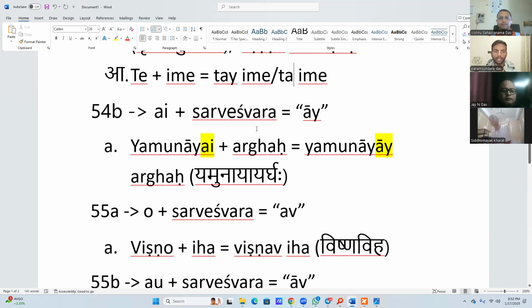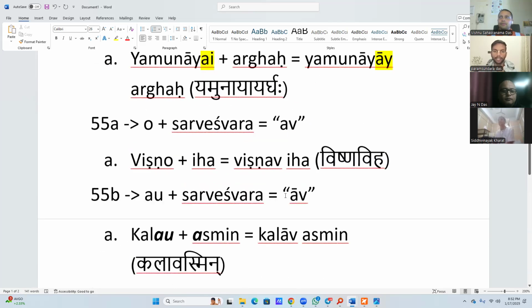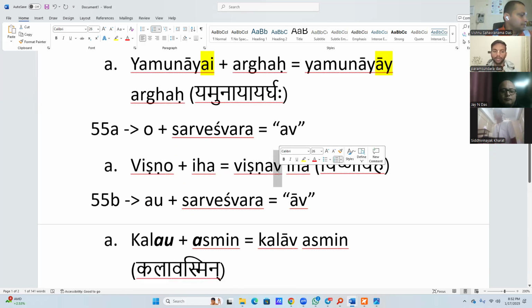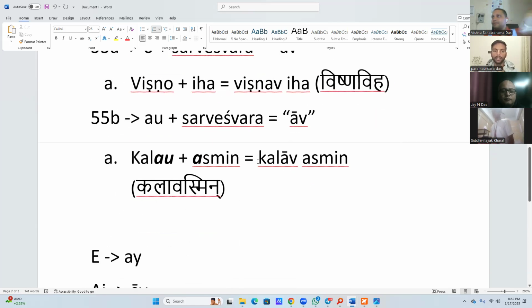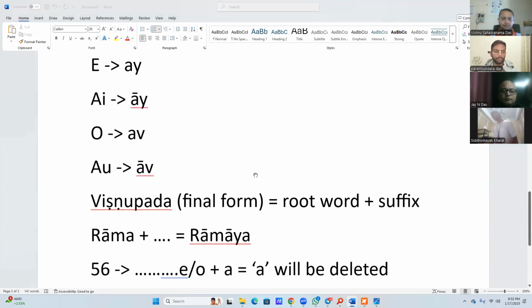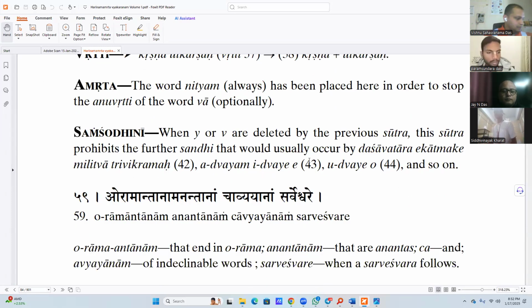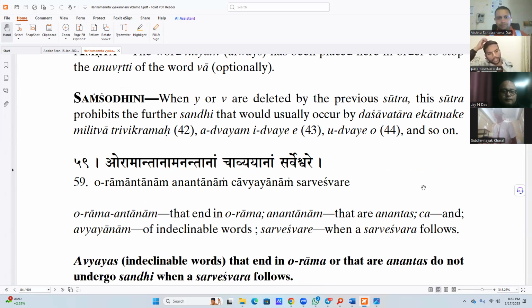Similarly for this one, and the same thing here. This va will be deleted, this va. Here in the Bhagavatam, they have chosen to keep the undeleted version, Kalavasmin, instead of Kala Asmin. So it's upon the author. Okay. Then the second last sutra: O ramantanam, anantanam, chavyayanam sarveshware.